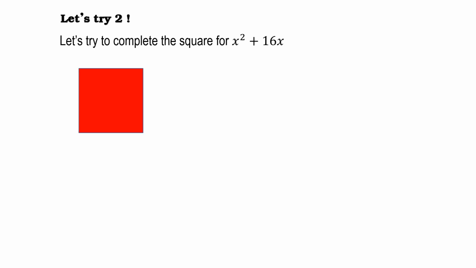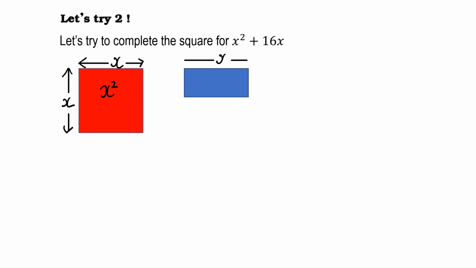Right, let's do another example. Let's try to complete the square for x squared plus 16x. Similarly to what we've done earlier, we're going to represent x squared and 16x pictorially. Let's start off with a red square where the length is x units and the breadth is x units as well. So x times x gives you x squared. Likewise for 16x, we can represent it by a rectangle where the length is x units and the breadth is 16 units. From there we can split it into two smaller rectangles.